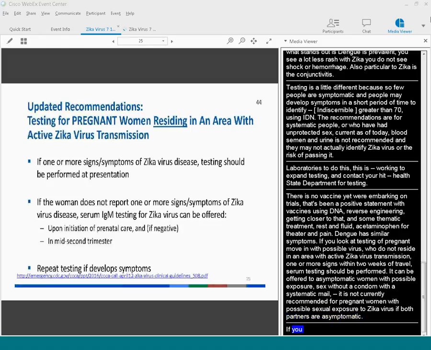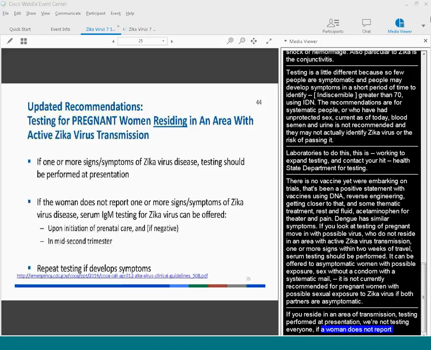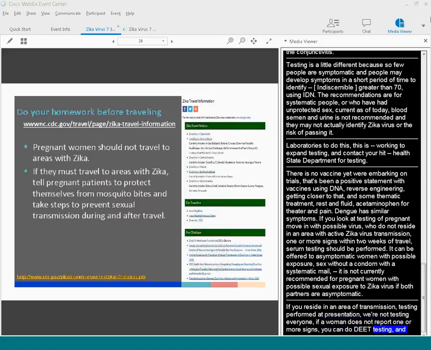If you take care of pregnant women who reside in the area of active Zika virus transmission, testing is performed at presentation. We're not testing everyone. If a woman does not report one or more signs of disease, you can do IgM testing upon initiation of prenatal care, and if negative, in mid-second trimester, and repeat testing if symptoms develop.